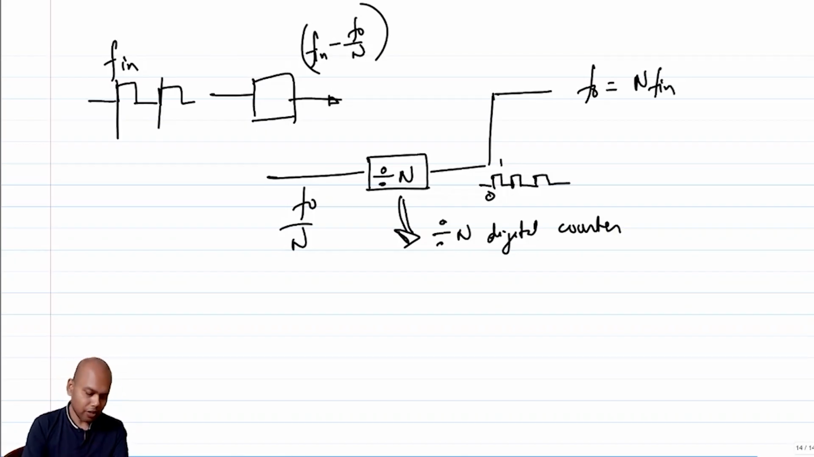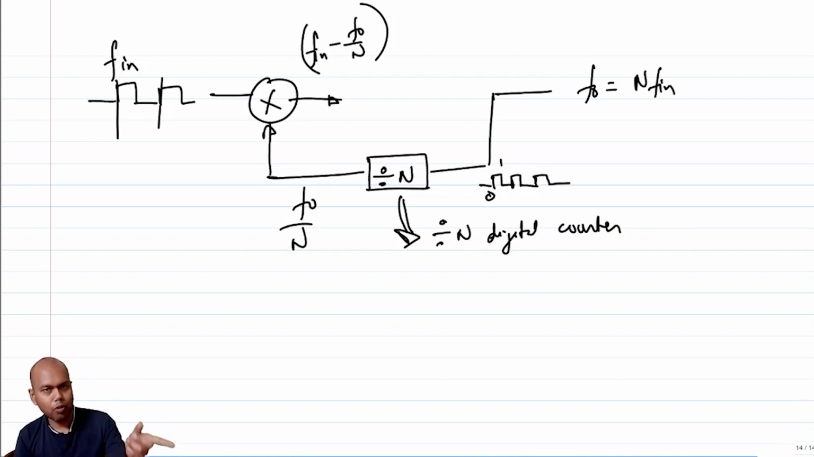So now, can you think of a block that generates a difference of frequency? We have been doing this from almost the beginning of the course. It's a mixer, right? So I put a mixer. It will generate both positive and negative frequencies, but I want only the negative frequency. Then what do I do? I put a low pass filter.